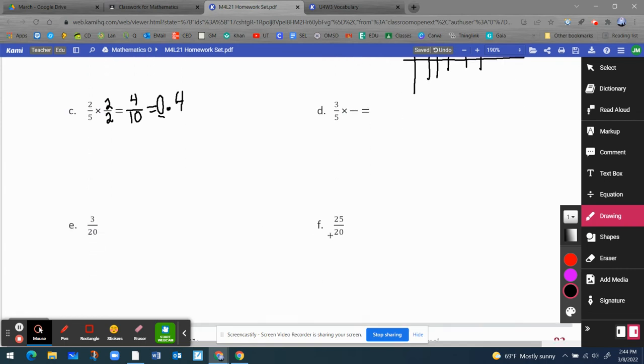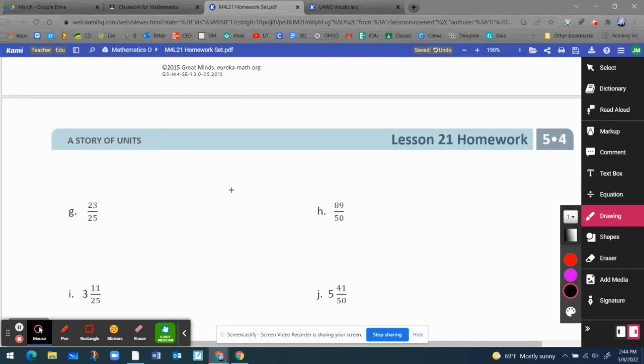All right, let's do one more. Let's get a bigger number here. So let's look at G right here. We're going to multiply to make the denominator equal 10, 100, or 1,000. 25 can be multiplied by 4, and that will equal 100. On this one, the numerator has to be multiplied by 4 too, because that will not change the fraction. And that gives us the opportunity to find an equivalent fraction.